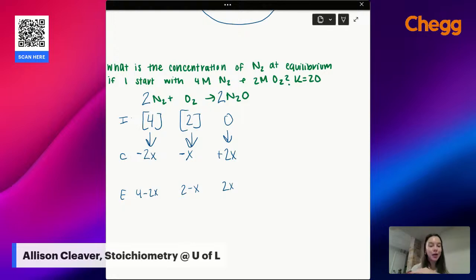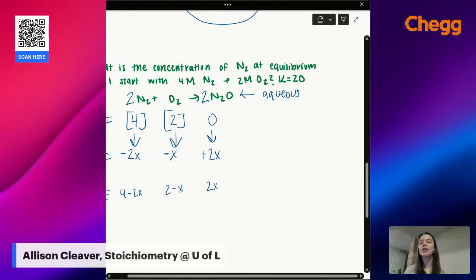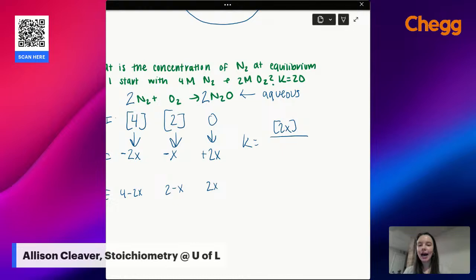And then, like we practiced earlier, we have to put that into our K equation. We're going to assume that all of these are aqueous. I forgot to write that out, but we're going to assume all of these are aqueous, and let's put them into a K equation. So we have K equals products over reactants. All right. This is your time. Where did I mess up?